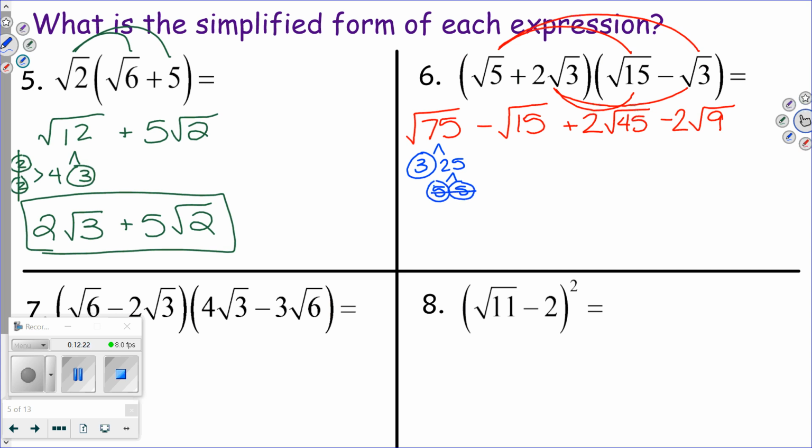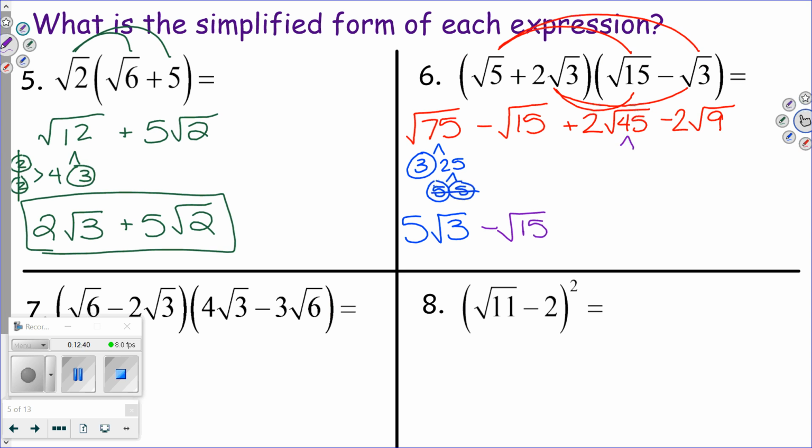So we get a pair of 5s and a leftover 3. Okay. Then I'll look at the next one. Can I do anything with the 15? No. So minus radical 15 and drop down.